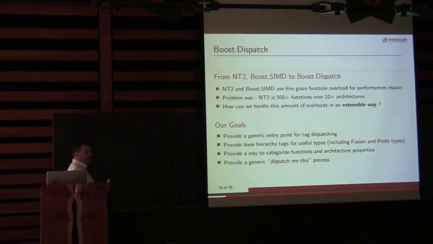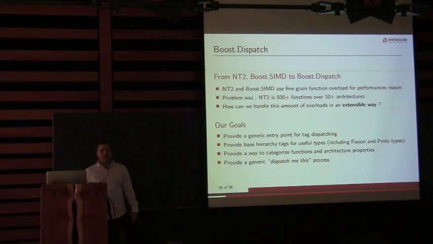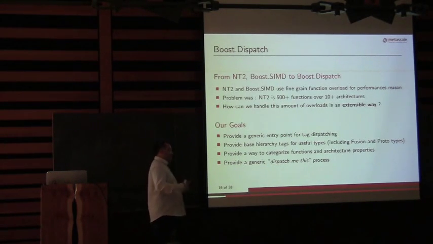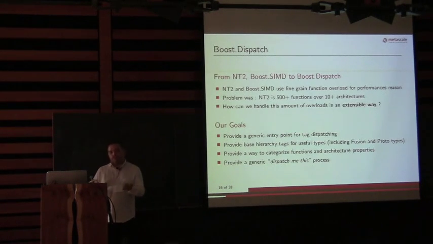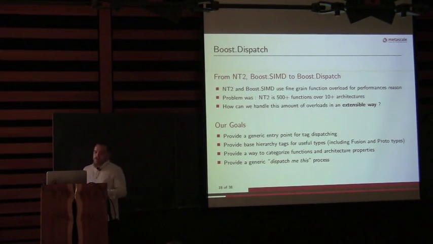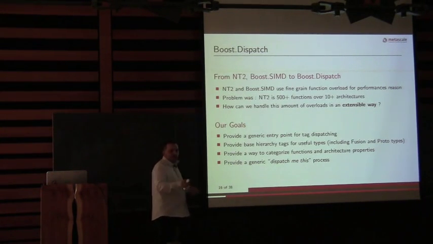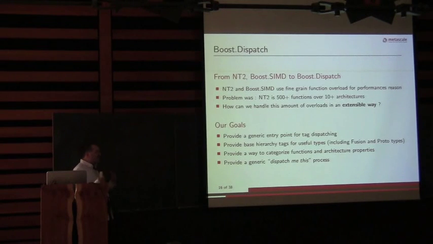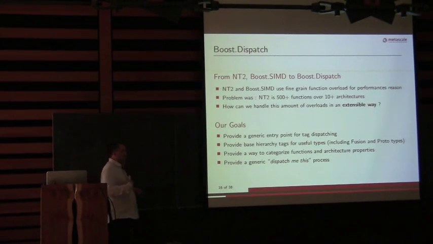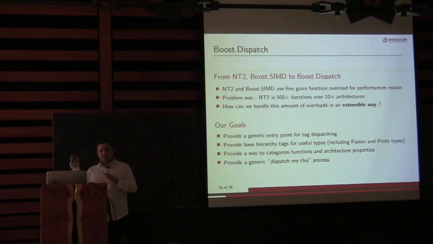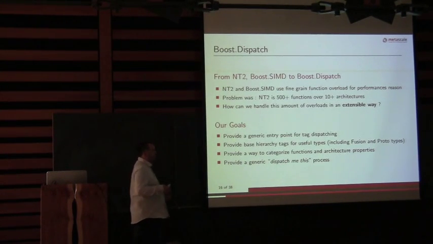So we wanted to have a generic entry point for tag dispatching, a single meta function that you pass a type, and it gives you a hierarchy we predefined somehow. And we wanted to have a predefined set of hierarchy tags for whatever types we are using: classical types, arrays, fusion sequences, proto expressions, iterators, and whatnot. And next to that, we wanted to have a way to categorize functions by their properties. Is this an elementwise function? Is it a data parallel function? Is it an IO function? And so on. And we wanted to have a way to categorize architecture properties. And on top of that, we wanted a single way to write: okay, here are your arguments, dispatch to whatever you should dispatch, and give me the result of this function.